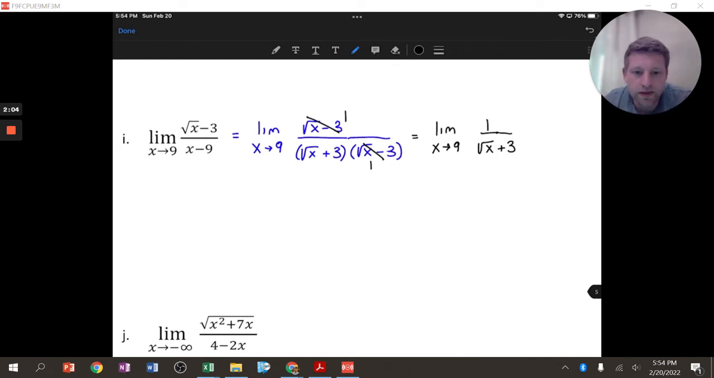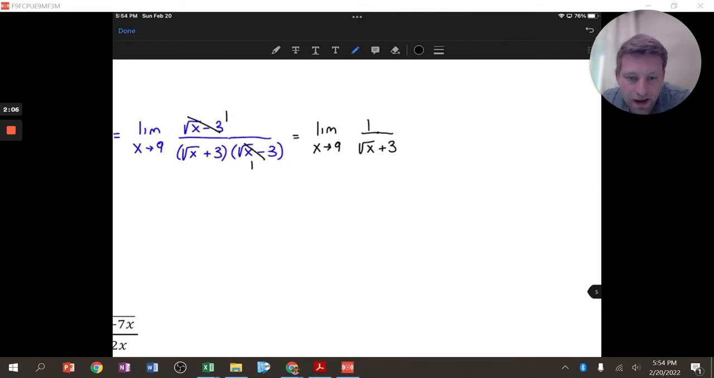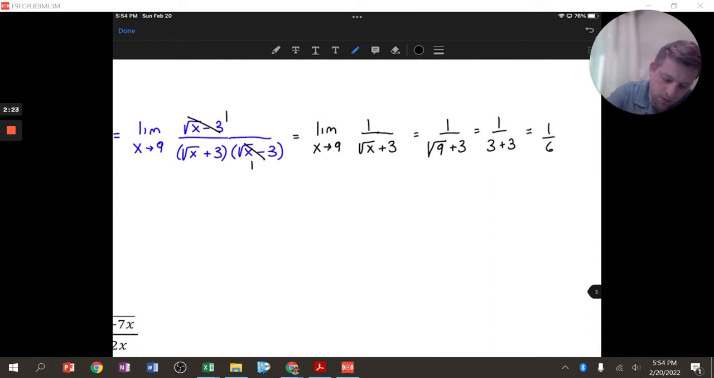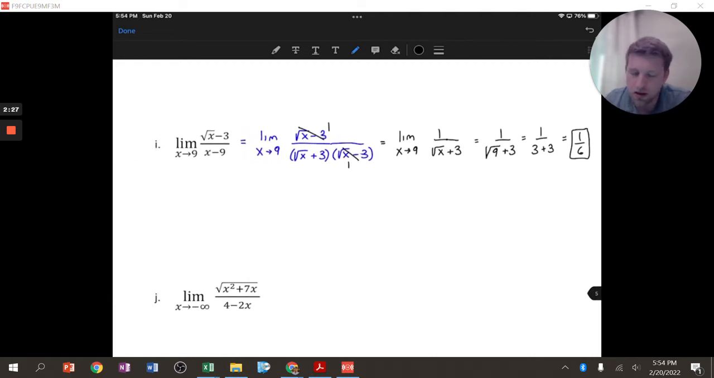So when we take that and evaluate this now at 9, we can see that this new function is continuous at 9, and we can evaluate this. So the square root of 9 plus 3, or 1 over 3 plus 3, gives us 1 over 6. So that would be the limit for part I.